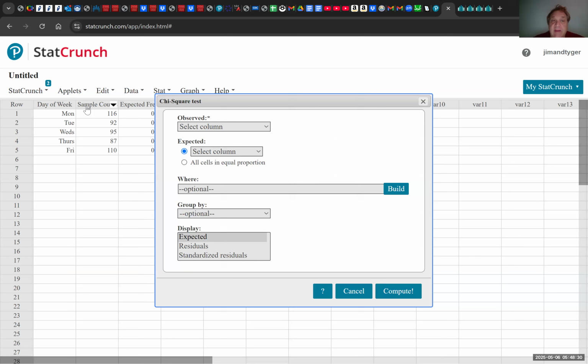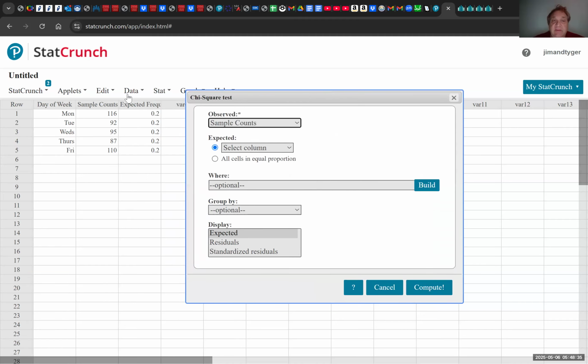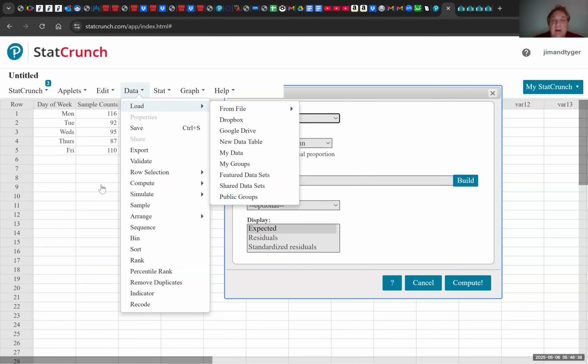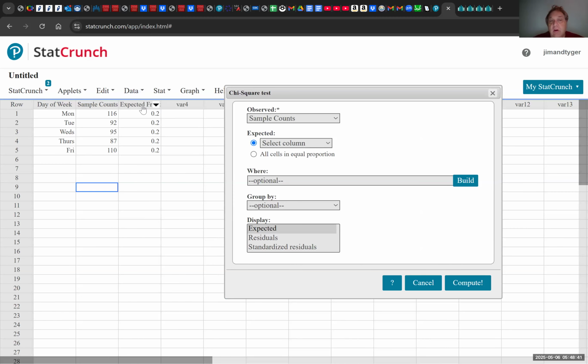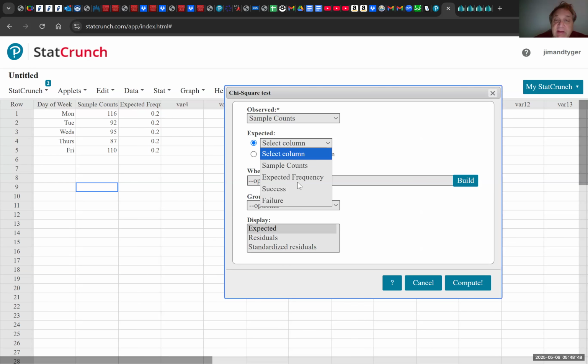The observed, well, that's the sample counts right here. That's what we observed. And the expected, here is the expected frequency. The expected frequency or the frequency that we're claiming here is 20%, 20%, 20%, and I would put that in the expected frequency thing here. Because these are all the same, 20%, we can actually select this one and say that they're all equal. So we can do either one in this situation because they are all equal, or we can just select the column and say that the expected frequency is where we have these claims here.